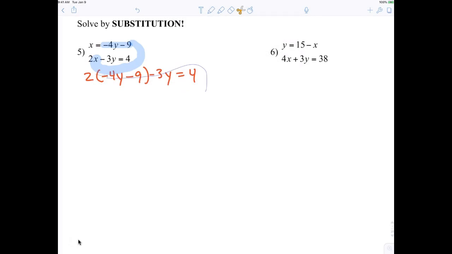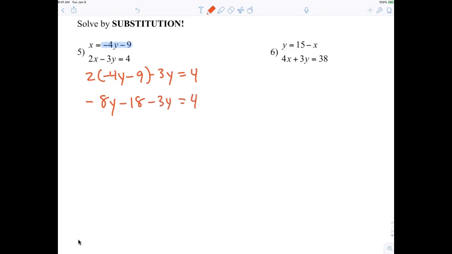And then I'm just asking you to solve it. And when I solve that, distribute: negative 8y minus 18 minus 3y equals 4. Negative 8y and negative 3y is what? Negative 11y minus 18 equals 4. So negative 11y equals 22. So y equals what? Negative 2.